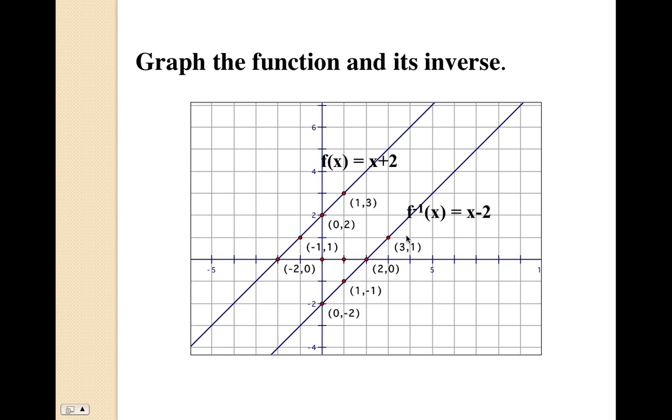And the key here is notice that if we look at each of the individual points on the line, they are flipped. So (1, 3) becomes (3, 1). (0, 2) becomes (2, 0). (-1, 1) becomes (1, -1). I think you get the idea. So it's the same thing as the first exercise that we did. So here's a tip for you. If you have trouble graphing one of the functions, be sure to graph the inverse or the original function. And then in order to graph the other one, all you have to do is switch the x's and y's.